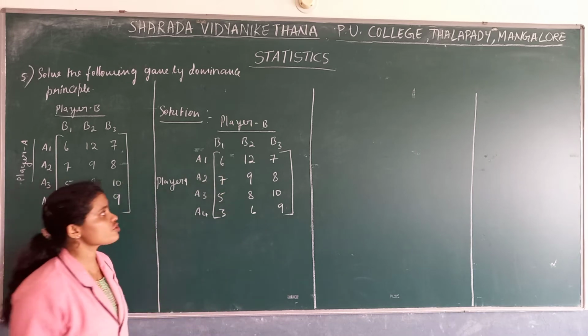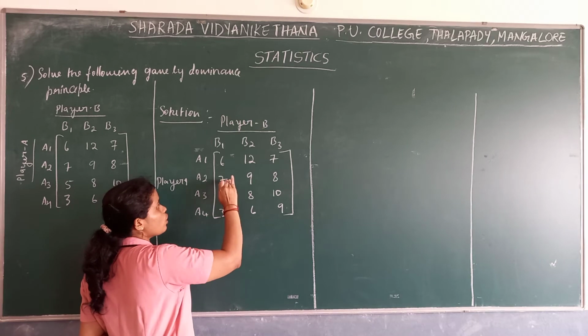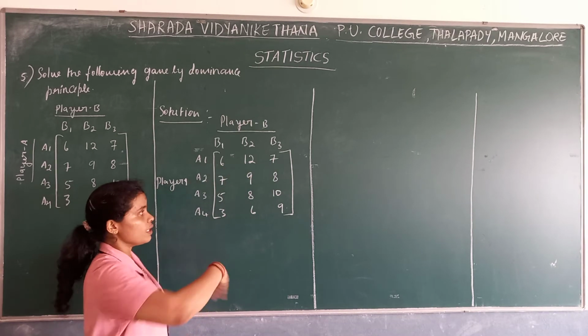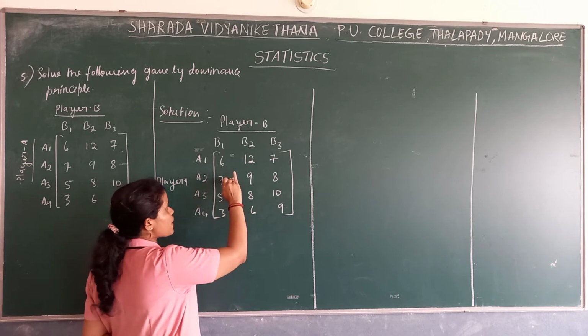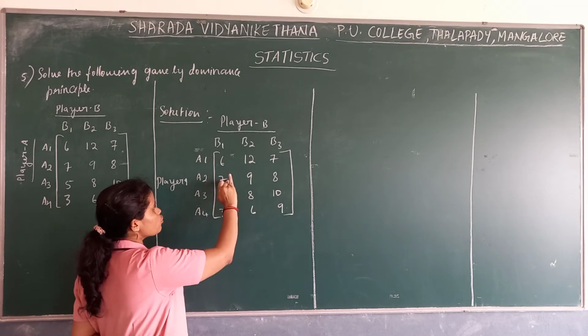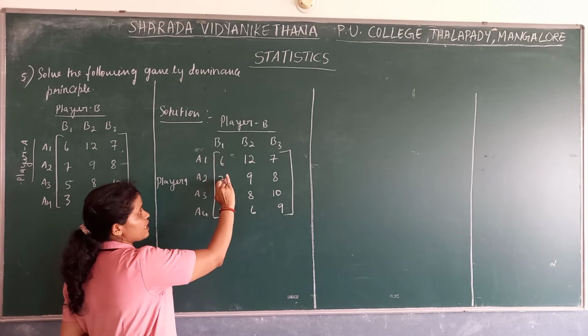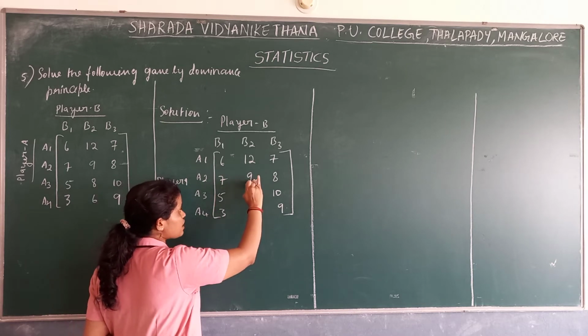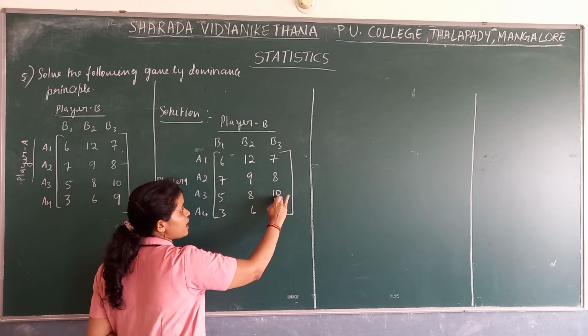So now we have to start comparing the second row. The first row we compared with all these three. Not possible. Come to the second row. Compare the second row with the third, strategy A2 with A3. 7 and 5, 7 is greater. 9 and 8, 9 is greater. 8 and 10, 10 is greater.